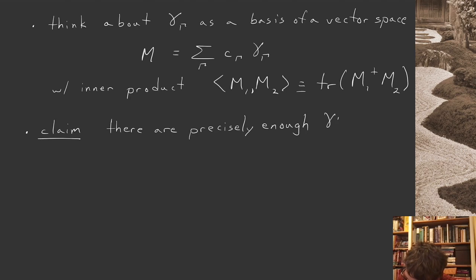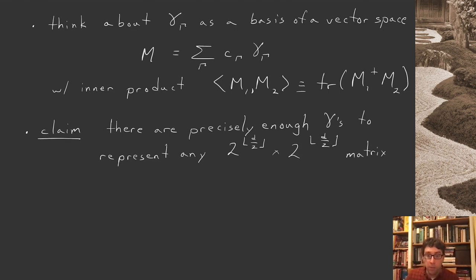there are precisely enough gammas to represent any 2 to the floor d over 2 by 2 to the floor d over 2 matrix. That floor d over 2 function is the size of the Dirac representation for the Clifford algebra. So in general, these gamma matrices are that wide by that deep. And I claim with this long list of gamma matrices, I'm able to give you anything you like in that set of matrices. So let's just see how that works.